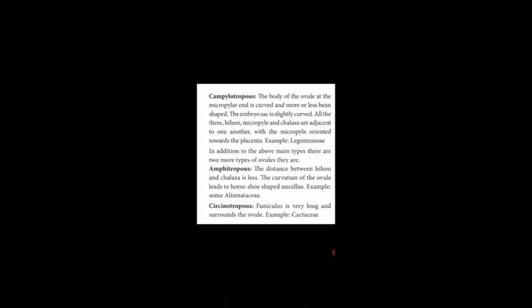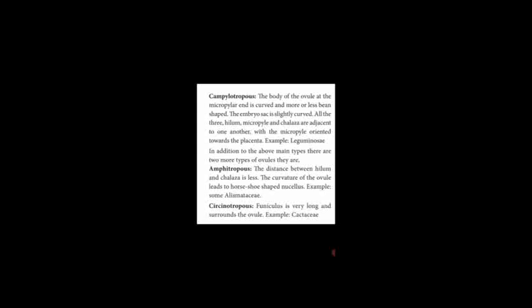Next one, cercinotropous. The funicle is very long and surrounds the ovule. Example, Cactaceae. Normally, the integument covers the ovule. In this type of ovule, the funicle also surrounds the ovule. Example, Cactaceae. So these are the special types of ovules.